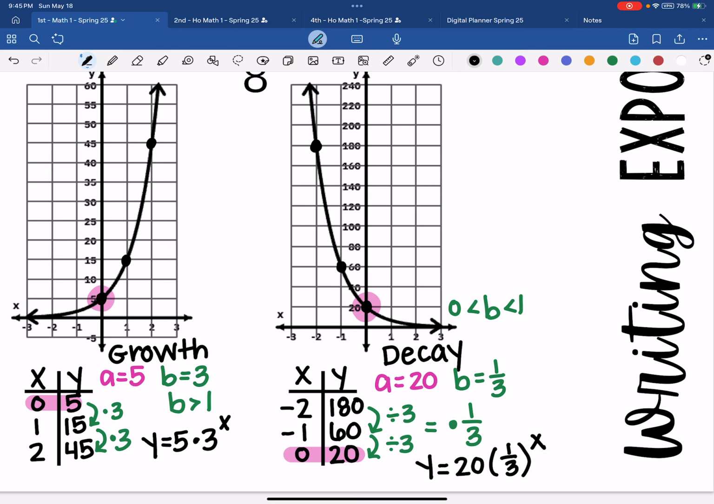So just remember, if you see division, that's fine, but you've got to turn it into multiplication. Like we did here, dividing by 3, we turned it into multiplying by 1/3. If you don't convert it, then it's not going to be right. You have to turn your division into multiplication. My a value, my y-intercept, is where it crosses the y-axis, or where x is 0 in the table. And then if it's L-shaped, it's decay. If it's J-shaped, then it's growth.